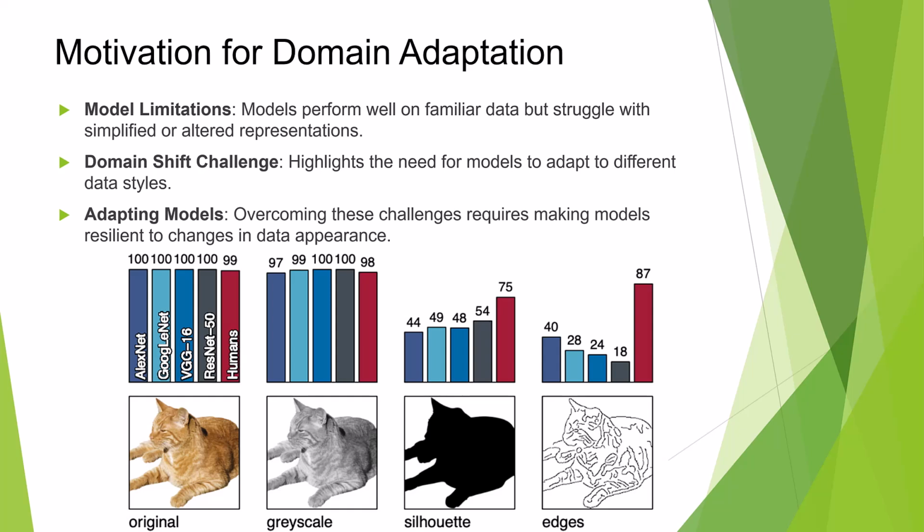This highlights a key challenge in machine learning. Models trained on one type of data often fail when faced with a new domain that has a different representation. The ability to adapt models so they can generalize to these new visual styles without being explicitly trained on each one is the goal of domain adaptation. This is exactly what CyCADA aims to achieve by transforming data from one domain to another while preserving the underlying content.